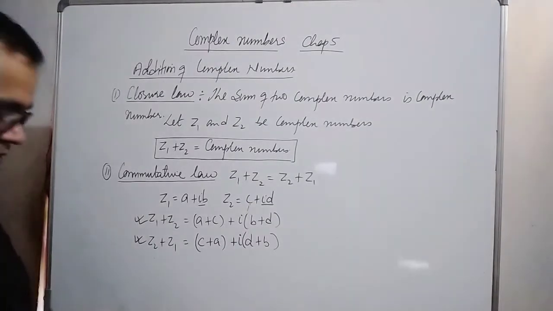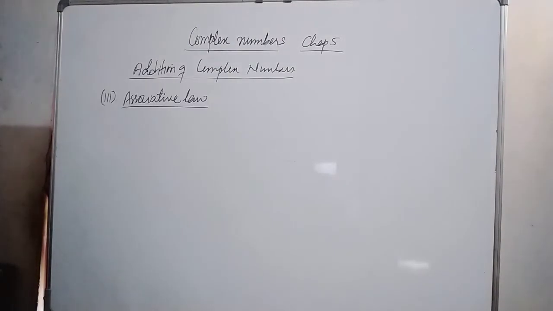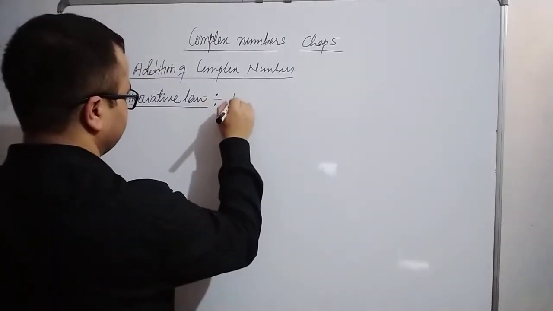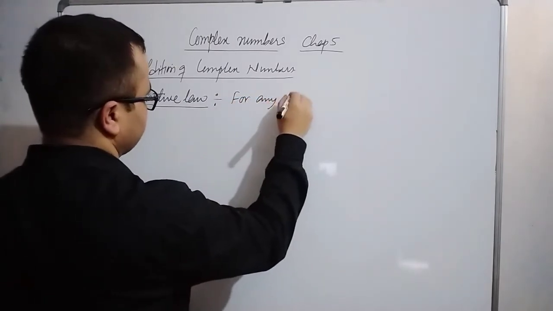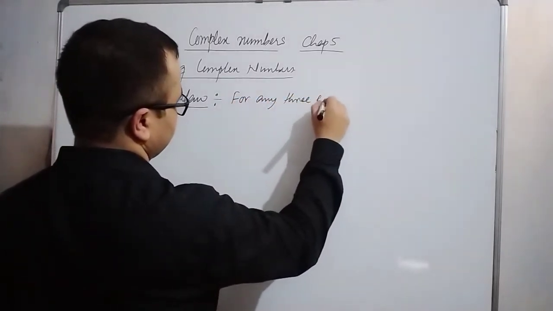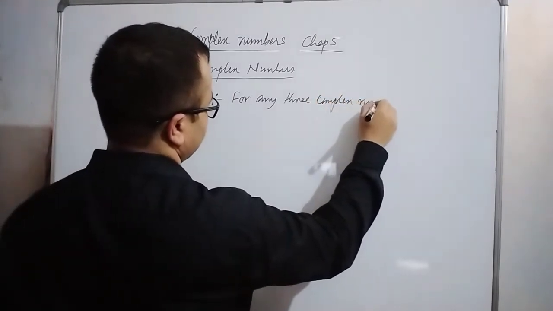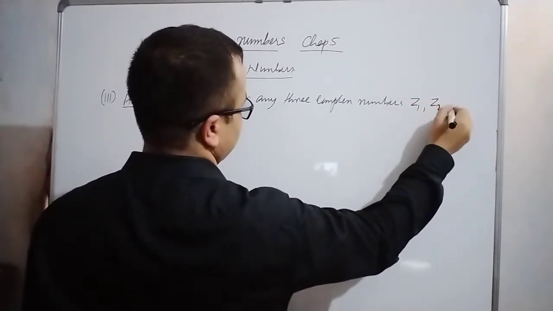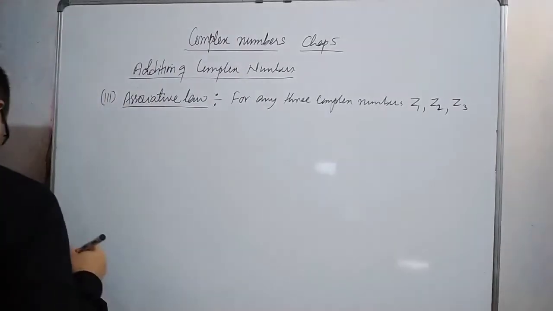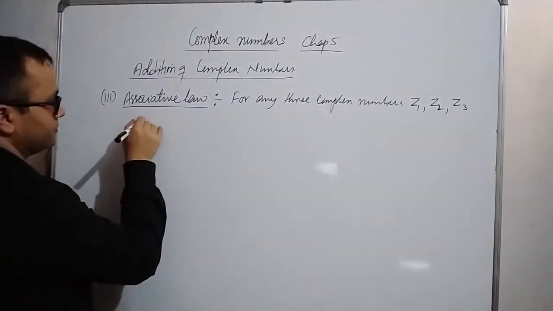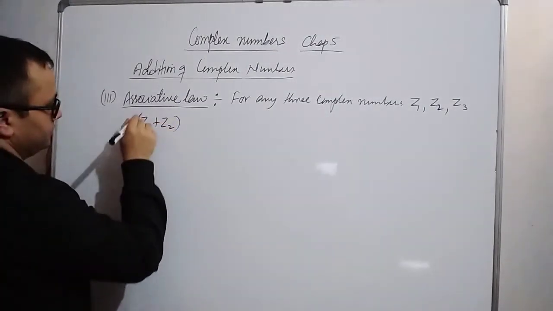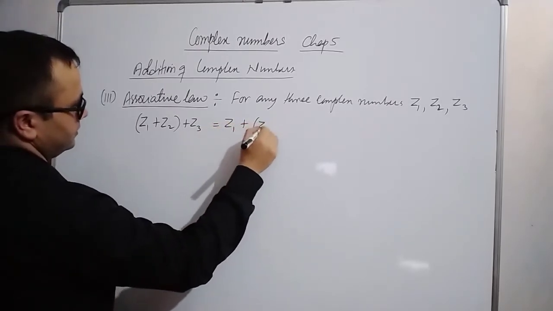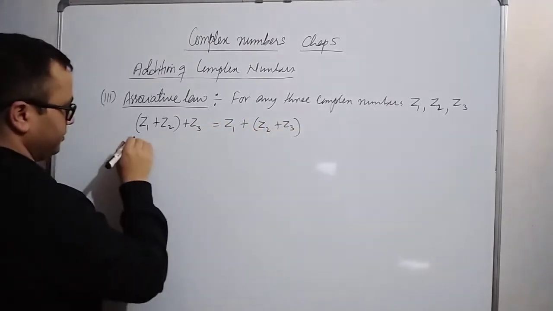Now next is associative law. For associative law, there are three complex numbers. For any three complex numbers, say Z1, Z2, Z3, associative law is (Z1 plus Z2) plus Z3 equals Z1 plus (Z2 plus Z3). It is associative law.